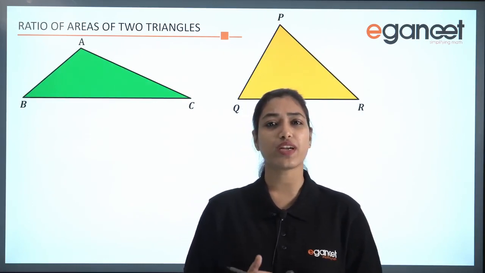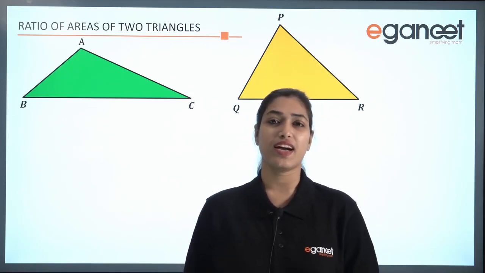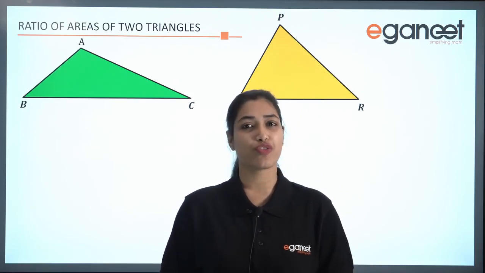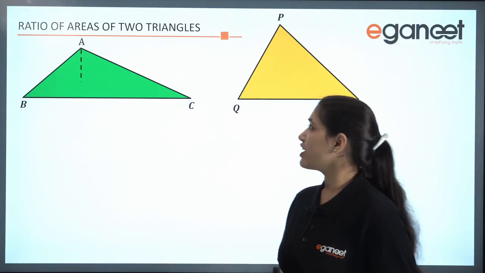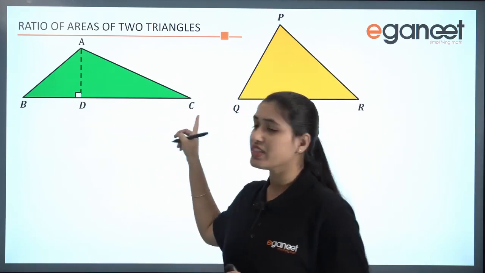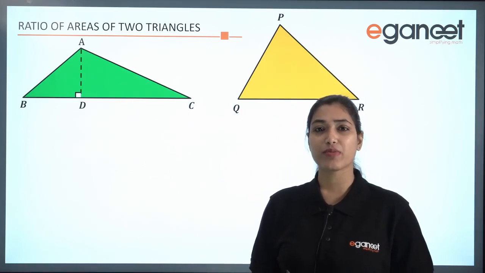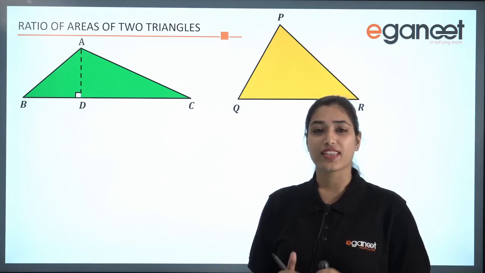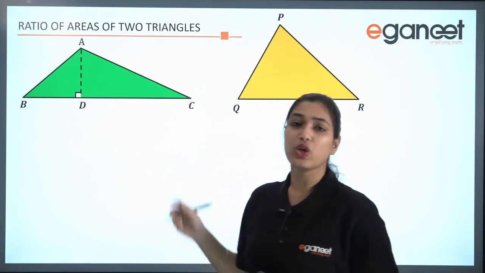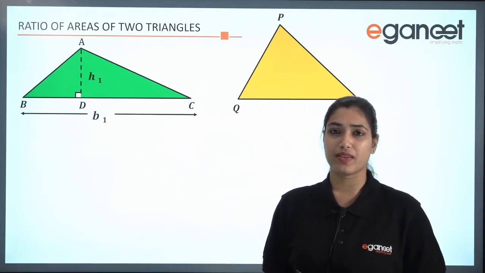And what do we need to find the area of a triangle? Yes, the base and the height. If the base and the height of a triangle are known, we can find the area of the triangle. Now, if I draw a perpendicular from the point A to the side BC of triangle ABC, then what will be the height and the base of the triangle ABC? Correct. AD will be the height of the triangle and BC will be the base of the triangle. We denote it by H1 and B1.